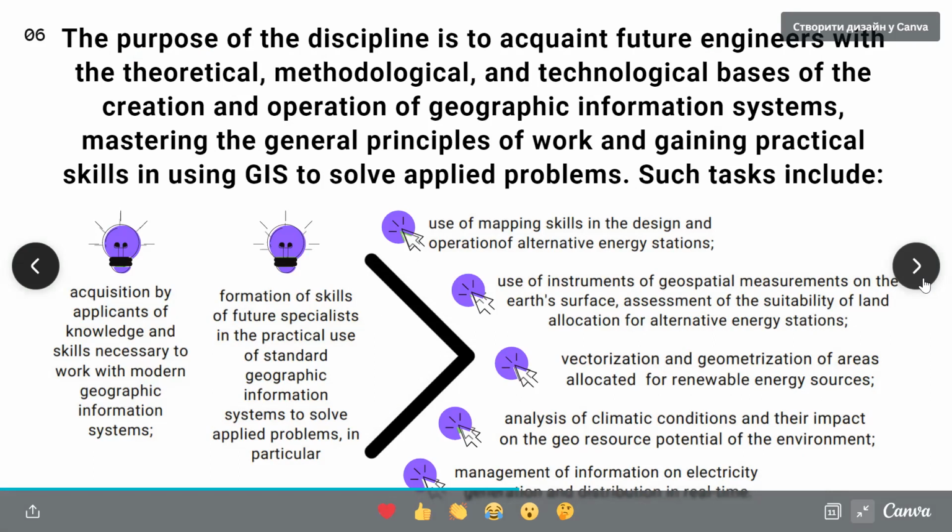acquisition by applicants of knowledge and skills necessary to work with modern geographic information systems, and formation of skills of future specialists in the practical use of standard geographic information systems to solve applied problems, in particular use of mapping skills in design and operation of alternative energy stations, use of instruments of geospatial measurements on the Earth's surface, assessment of the suitability of land allocation for alternative energy stations, vectorization and geometrization of areas allocated for renewable energy sources, analysis of climatic conditions and their impact on the georesource, remote monitoring of sites and operation of the alternative energy station, management of information on electricity generation and distribution in real time, planning and management of energy production resources.